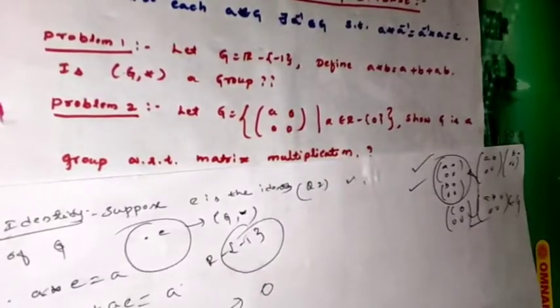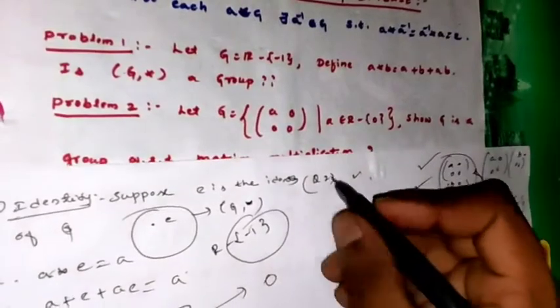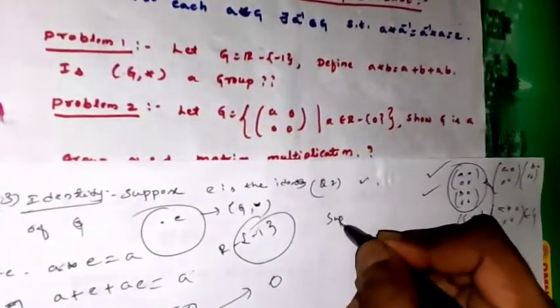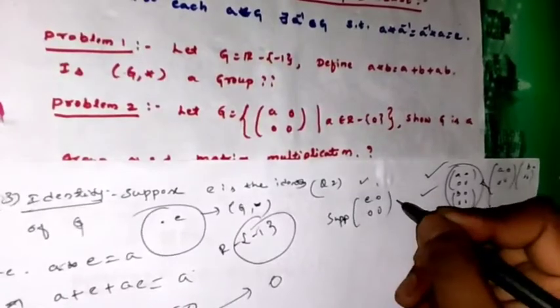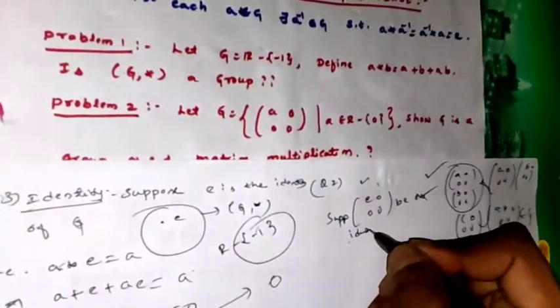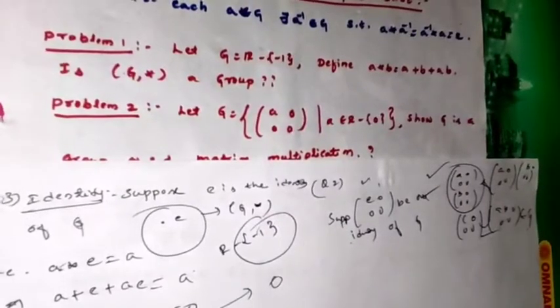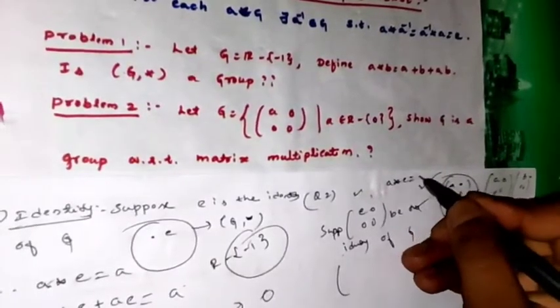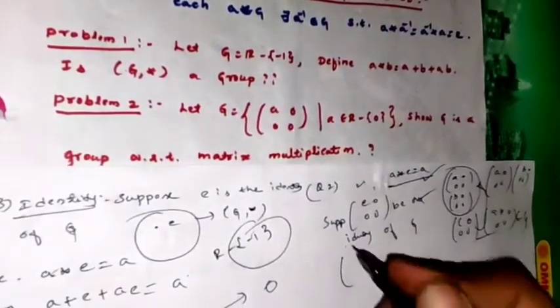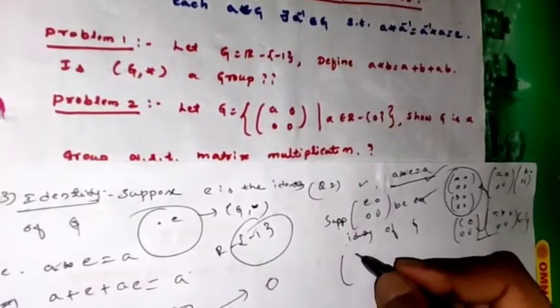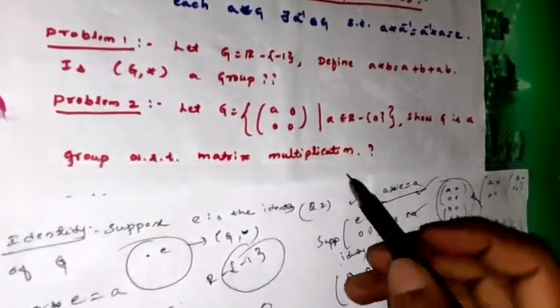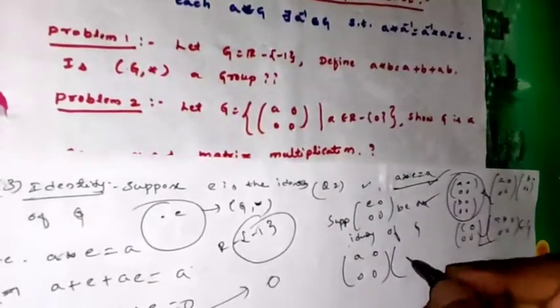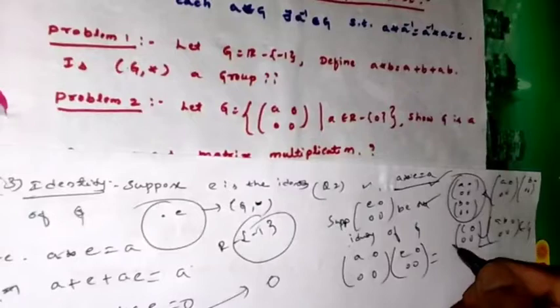Now our main focus is on the identity and inverse element. How do we find the identity element and inverse of this group? Suppose [e 0; 0 0] is the identity element of G. Here the condition is a star e equals a. This is the condition, we know that. The same applies here with [a 0; 0 0] and multiplication is given.